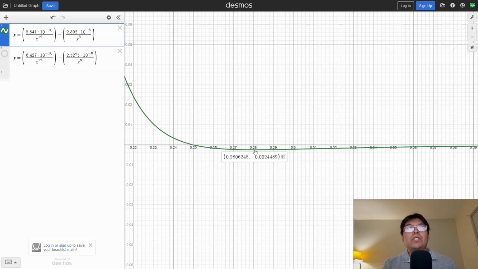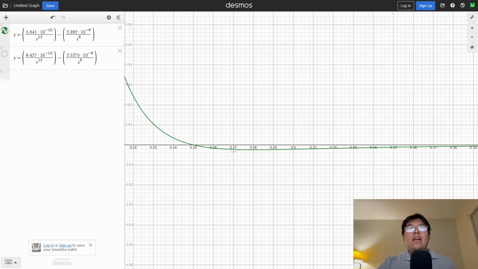So now let's look at the very bottom of the valley of our function for this green line, which is aluminum. At this bottom of the valley, we're going to have our most stable energy point. Now the x here represents the interatomic distance at this most stable energy point. And for aluminum, it's going to be 0.281 if we round to the nearest thousandth.